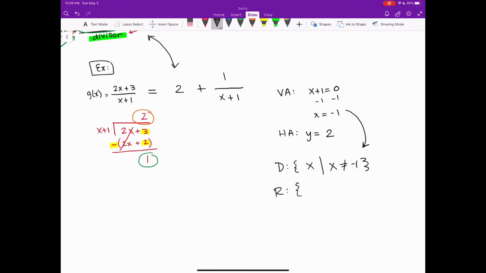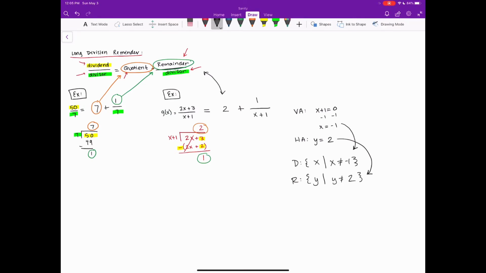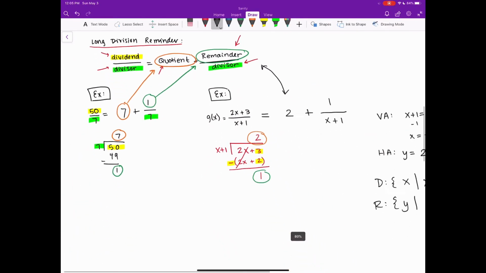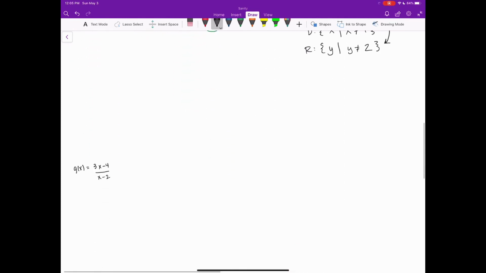My range works the same way, but now with my y values, all my y values such that y is not equal to -2 because I have a horizontal asymptote at 2. Oh, I'm sorry, not -2, +2. There we go. All right, so let's do another one. Again, if you need to, keep that example written down somewhere with you. Let's move on to our next example.